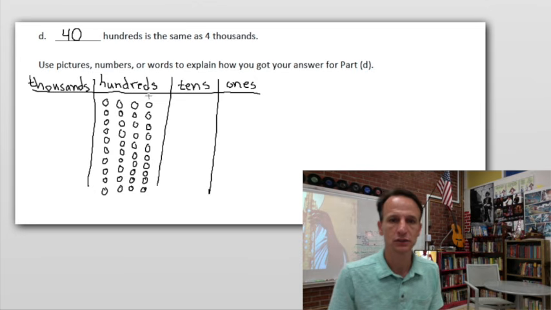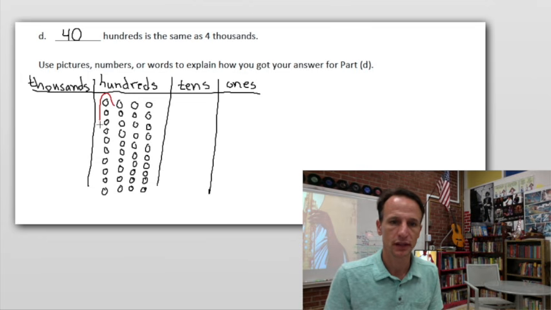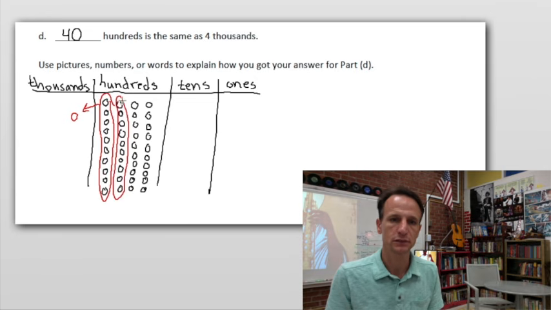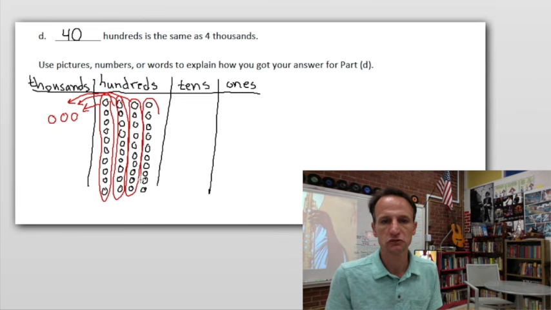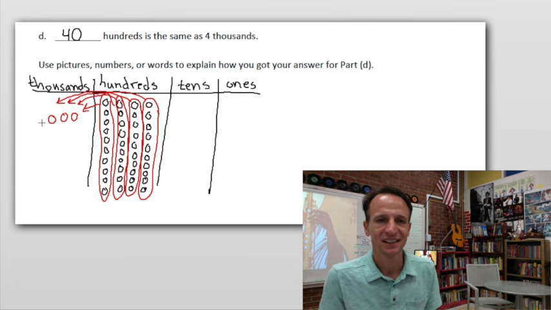And now our job, and I'm going to switch to red here, is to prove that that's the same as 4 thousands. So, there's 10 hundreds bundled up neatly with a little bow is 1,000. And then this makes 20 hundreds bundled up neatly with a bow to make a second 1,000. And now a total of 30 hundreds I've bundled up neatly with a bow to make a third 1,000. And now a total of 40 hundreds I've bundled up, no bow, to make it a 4,000.